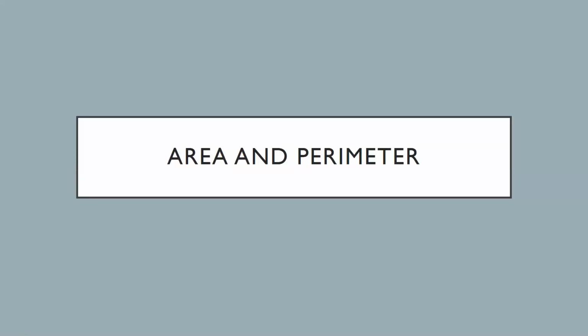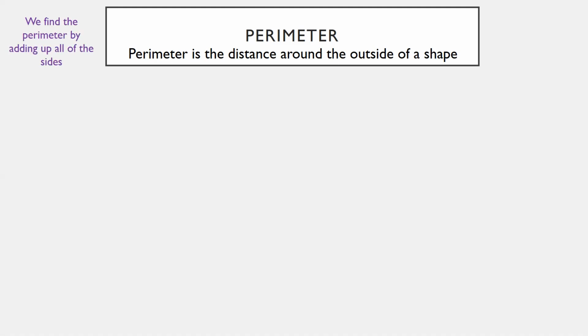Okay guys, we are having a look at area and perimeter this week. So to start with, we're going to look at perimeter, and the perimeter is the distance around the outside of a shape. And for us to find the perimeter, we just have to add up all of the sides.